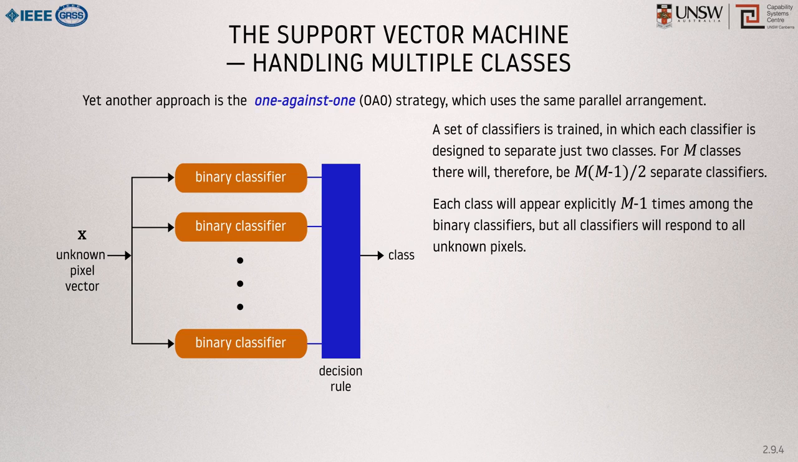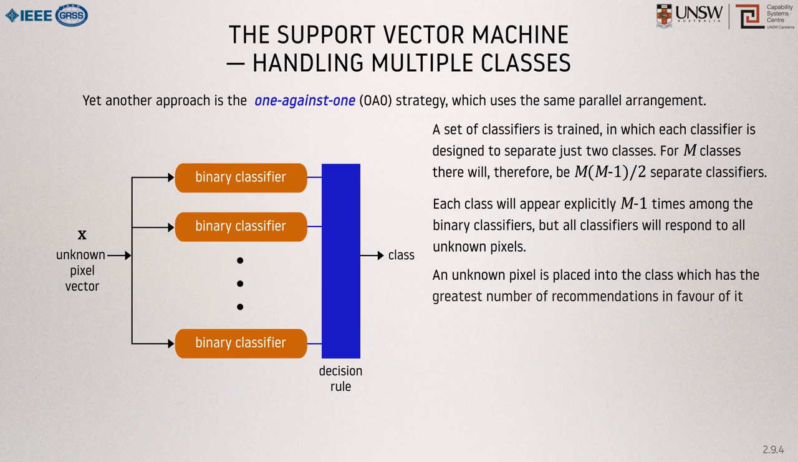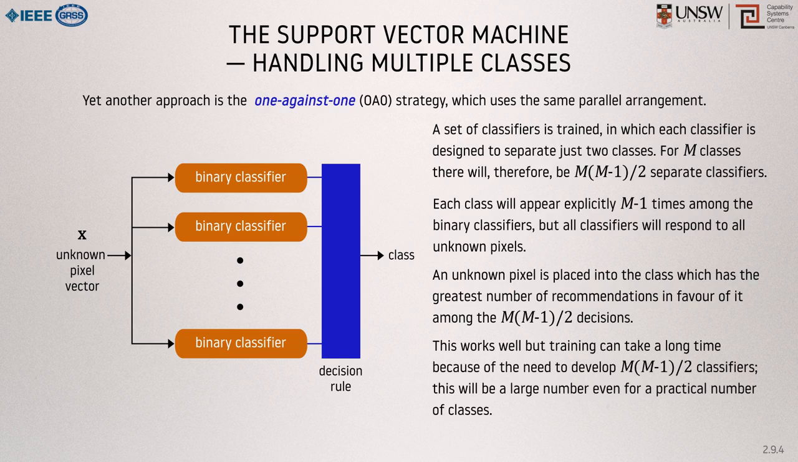We get that number by looking at the number of times two classes can be selected from the available m. The calculation is m factorial divided by (m-2) factorial times 2 factorial. Note that each class will appear m-1 times among the set of classifiers. An unknown pixel is placed into the class which has the greatest number of recommendations in favour of it among the m(m-1)/2 decisions. Because of the large number of individual classifiers involved, training can be quite time-consuming.